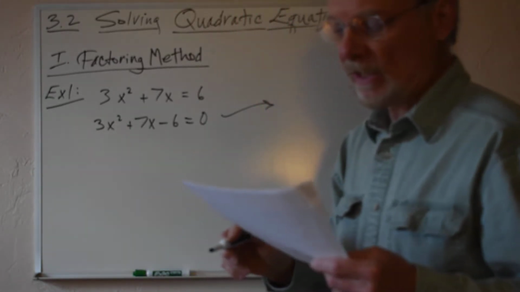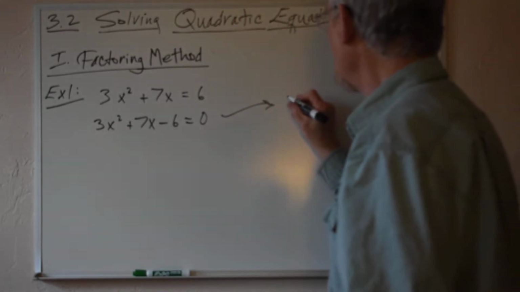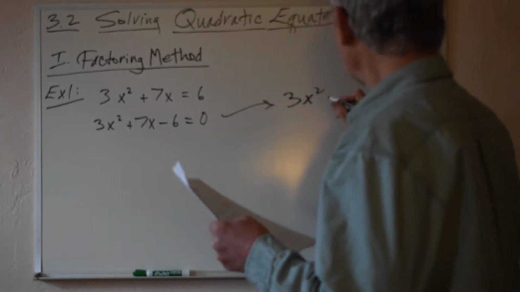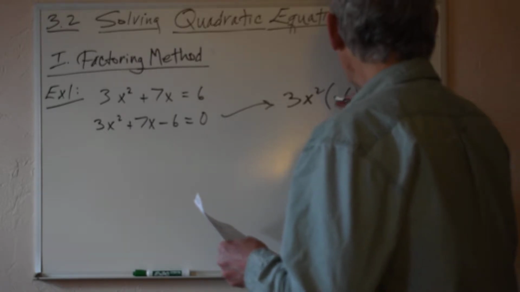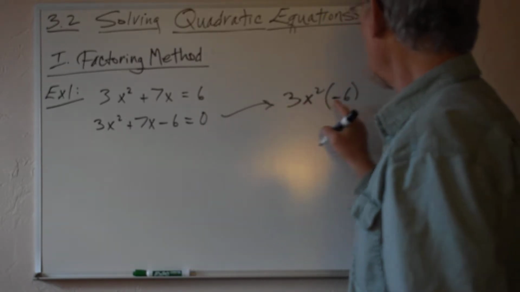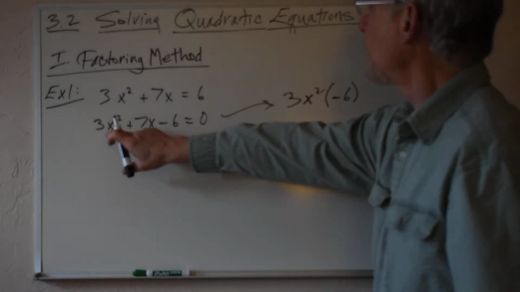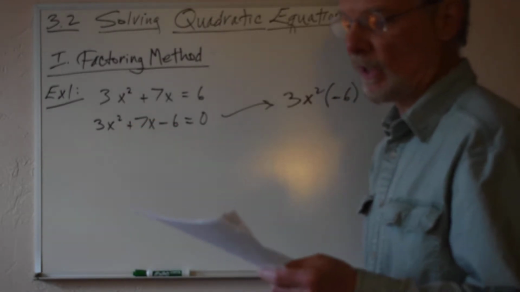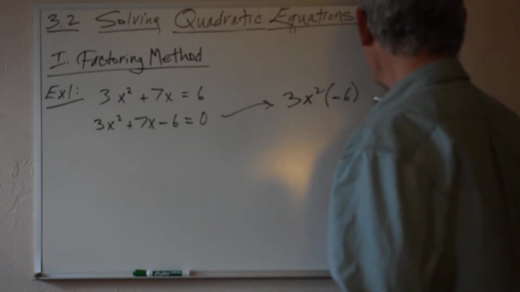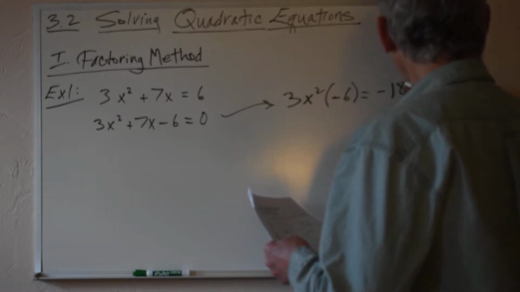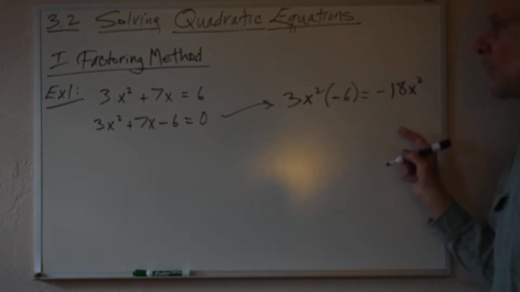So using the system that was shown to us in our book, which we went over in class, I multiply the x squared term by the constant term. In other words, I'm multiplying the two outside terms, if you like to use that word. I get minus 18x squared.